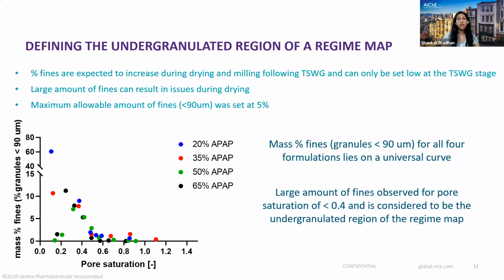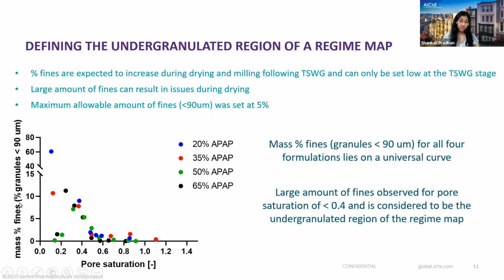The first step is defining the undergranulated region of the regime map, and we are going to use the percentage fines to define the undergranulation, because the percentage fines only increases during downstream operations such as drying or milling, and can only be set low at the twin screw stage. We know that a large amount of fines can cause clogging issues during drying or flow and segregation issues downstream. So we've defined fines to be anything smaller than 90 microns, and we've set the maximum limit to 5%.